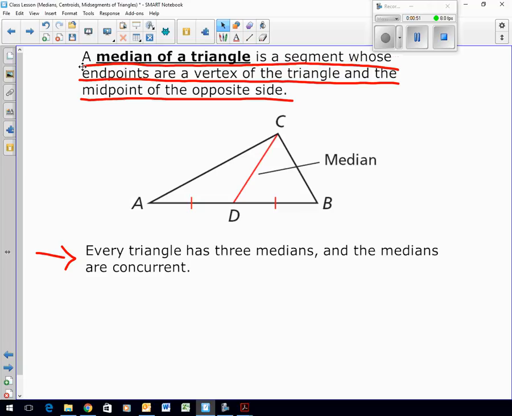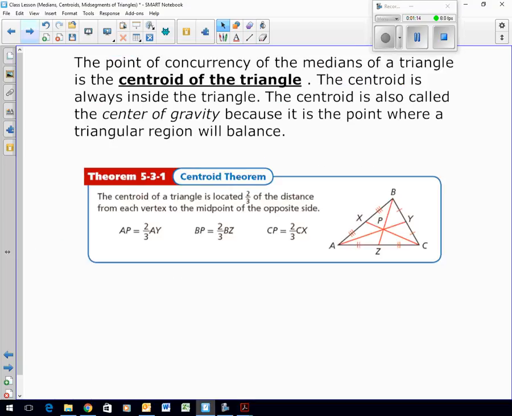Okay? The key part that you've got to remember is this. A median goes from the midpoint to the opposite angle. Midpoint to opposite angle. There we go. All right, let's move on here.